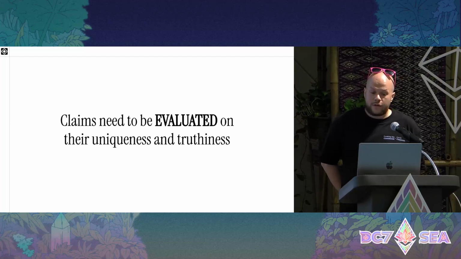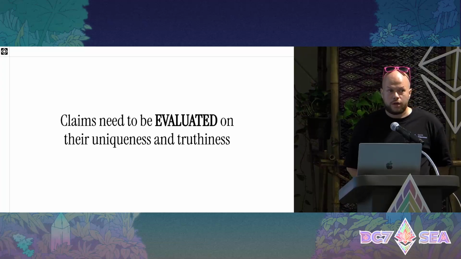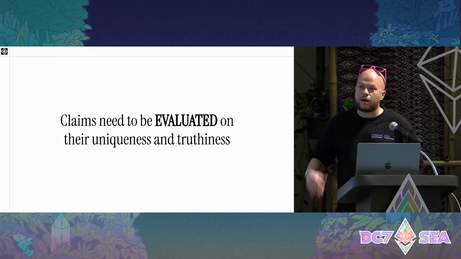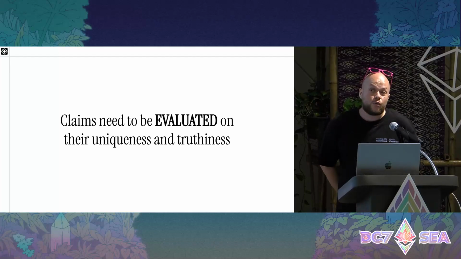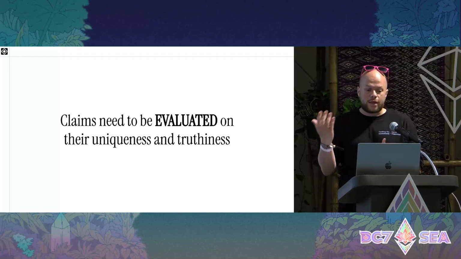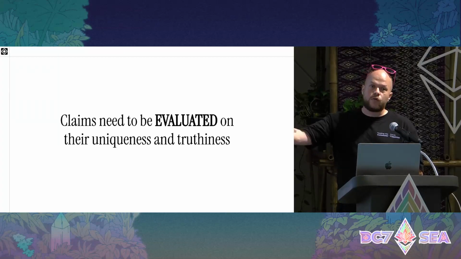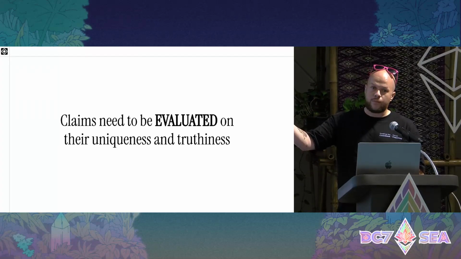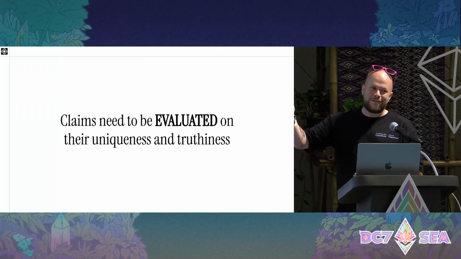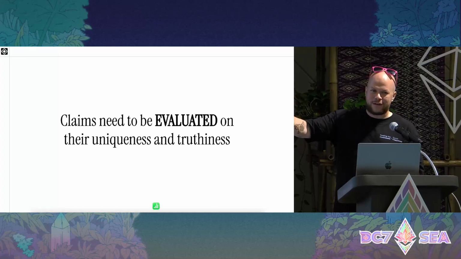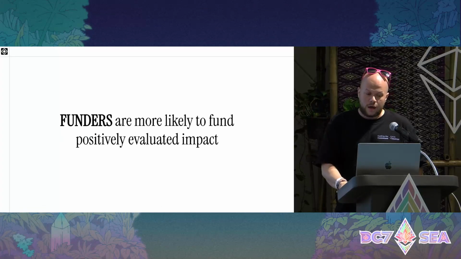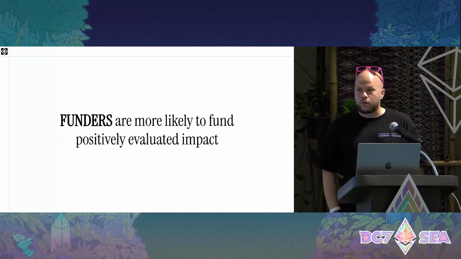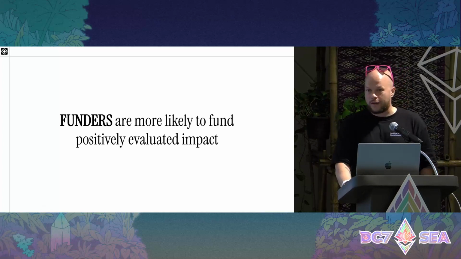These claims need to be evaluated on their uniqueness and truthfulness, because anybody can make the same claim. So I can make the same claim as somebody at that table or this table, and we still don't know what is true, right? So imagine we have two identical hypercerts. We now introduce an evaluator that says, oh, this is the real one. This introduces a Russian doll problem, because how can you trust the evaluators? But that's a different aspect. What we need at least is some flow that verifies these claims. And why we do this, again, is because the funders are more likely to fund positively evaluated impact.